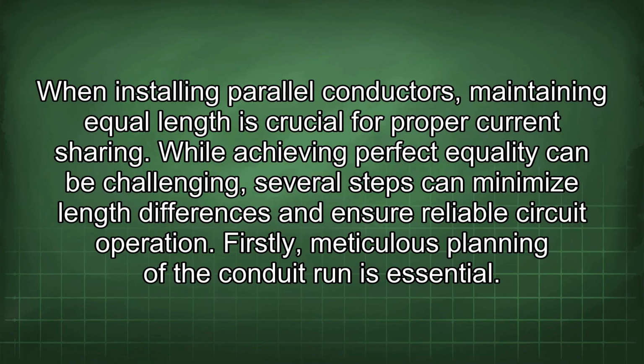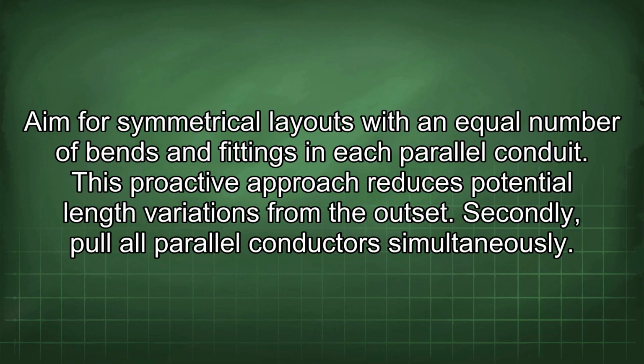When installing parallel conductors, maintaining equal length is crucial for proper current sharing. While achieving perfect equality can be challenging, several steps can minimize length differences and ensure reliable circuit operation. Firstly, meticulous planning of the conduit run is essential. Aim for symmetrical layouts with an equal number of bends and fittings in each parallel conduit. This proactive approach reduces potential length variations from the outset.